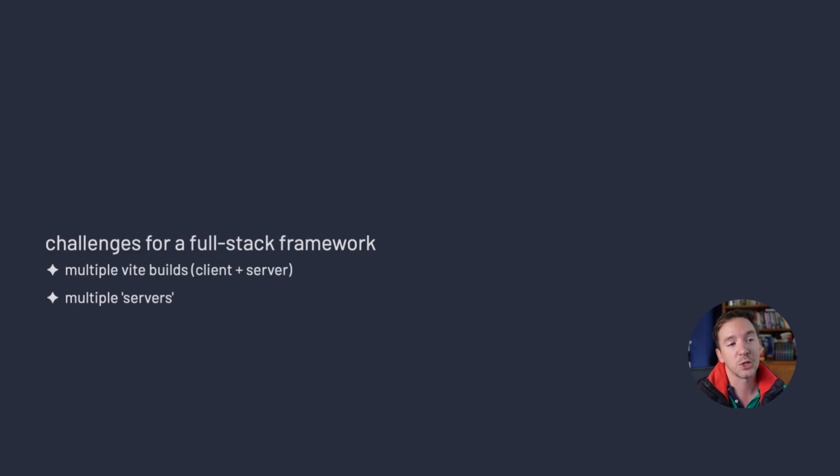So we have actually two Vite builds within Nuxt. There's the server build, there's the client build. And there are also, therefore, two Vite servers, if you will. There's the one that matches the client-side JavaScript and the one on the server side.